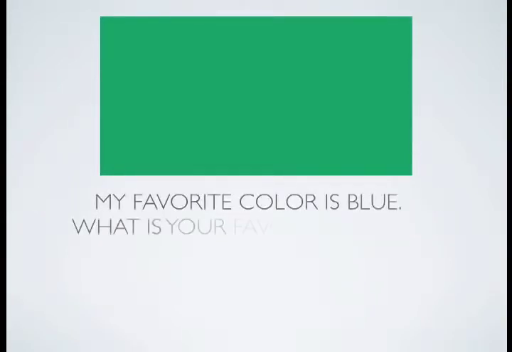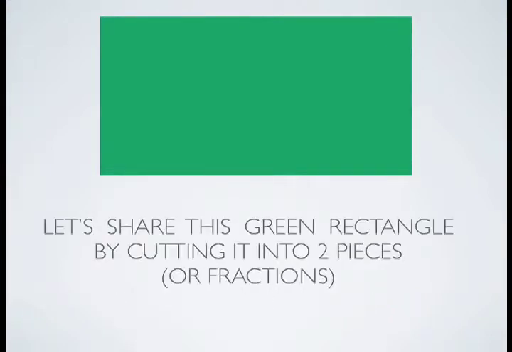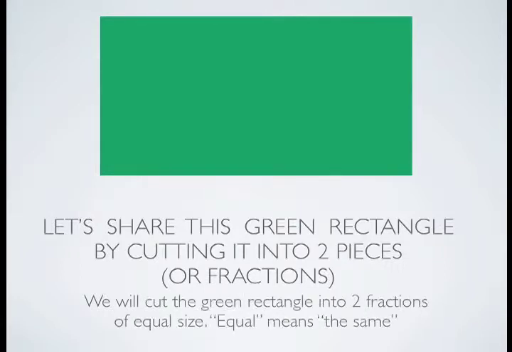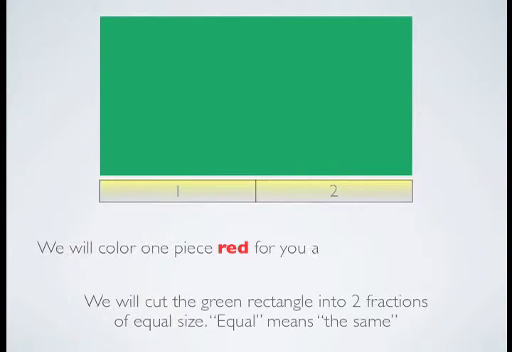My favorite color is blue. What's your favorite color? Let's pretend that your favorite color is red. We'll share this green rectangle by cutting it into two pieces, or fractions. We'll cut the green rectangle into two fractions of equal size. Equal means the same, and to make sure we get both pieces just the same size, we'll use a ruler. We'll color one piece red for you and one blue for me.